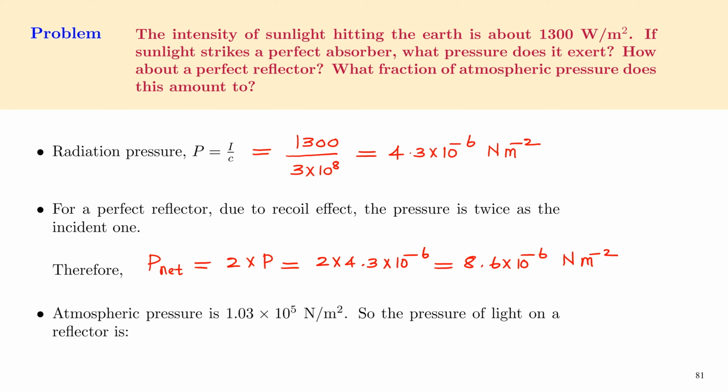Now the third part. The atmospheric pressure is 1.03 times 10 raised to 5 Newton per meter square. So the pressure of light on a reflector is 8.6 times 10 raised to minus 6 divided by 1.03 times 10 raised to 5. And this is equal to 8.3 times 10 raised to minus 11 atmospheres.